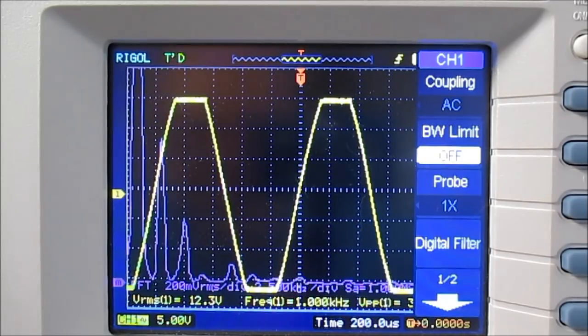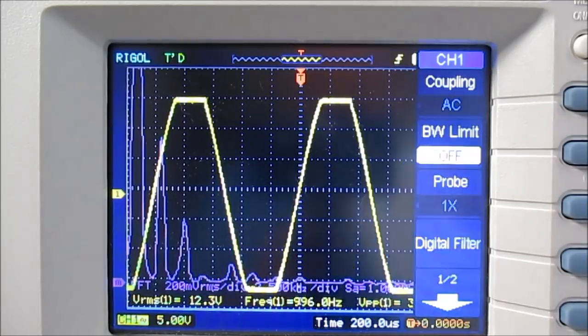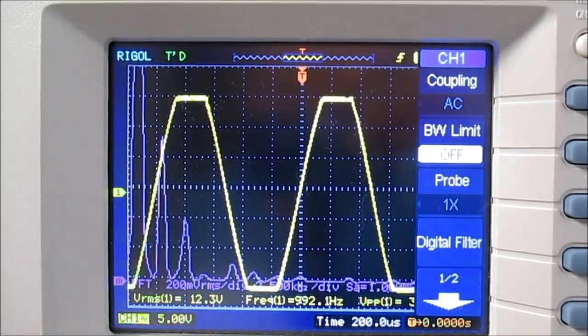So what we do here is take our 12.3 volts RMS squared when we're running a 4 ohm load. 37.8 watts is the power we're getting at 10%. So I'll note that down here.